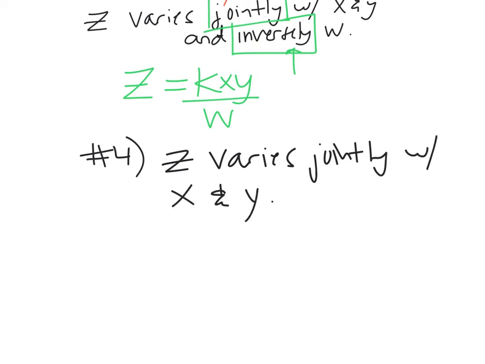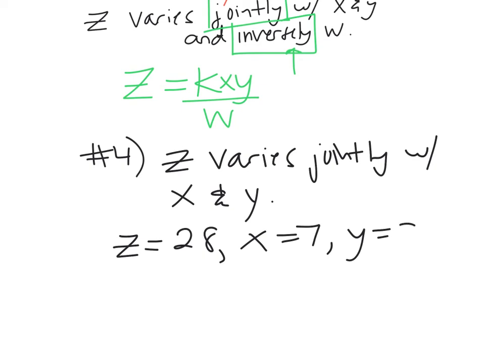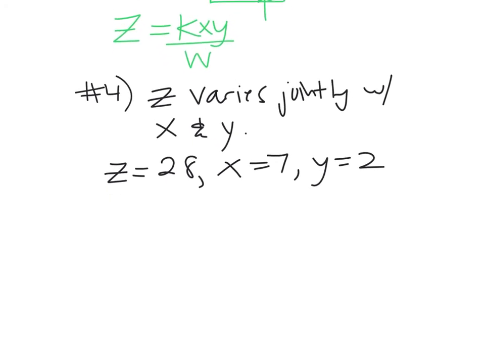Number 4. It says here that z varies jointly with x and y. And then what they'll do is give you what all of those 3 things are. They'll tell you that z is 28, x is 7, and y is 2. So this is what we're going to do. We're going to write an equation for this, okay?